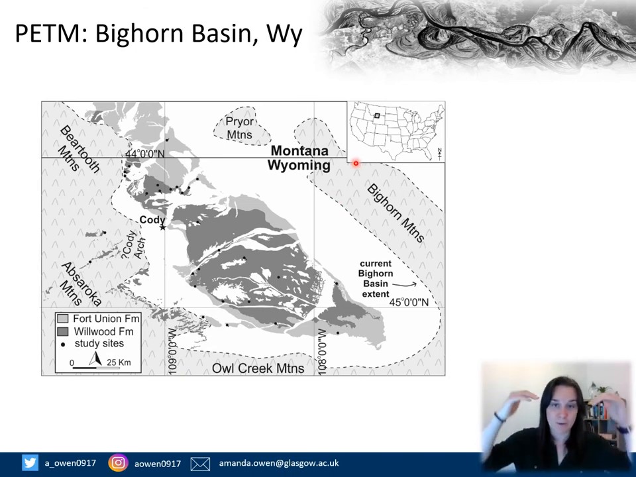Now, this is where we had areas of uplift, and in between these, we had subsidence. So that's where our sedimentary basin is. So we had rivers coming from the Bighorn Mountains, from the Owl Creek Mountains, and the Beartooth Mountains, delivering sediment into the centre of that basin.